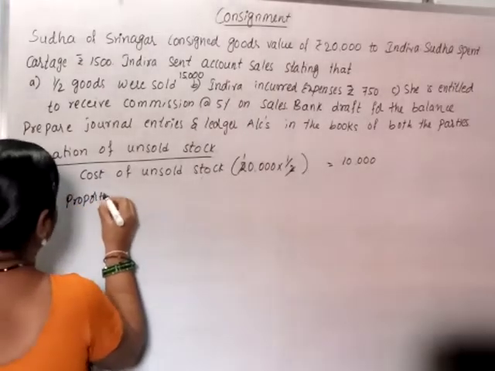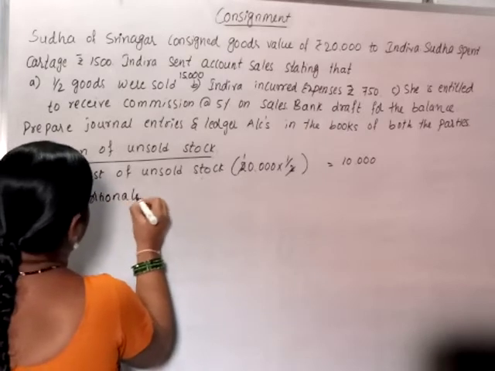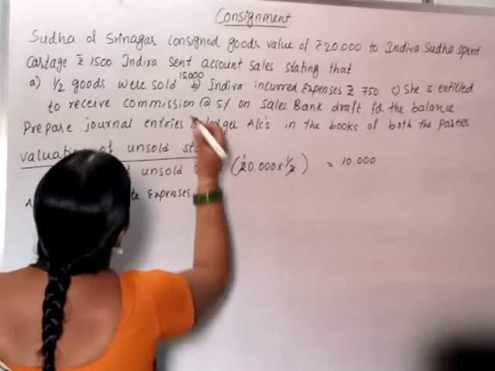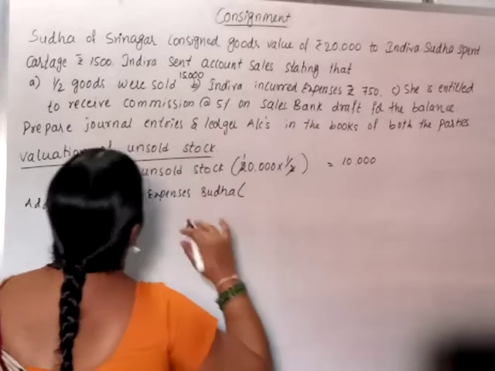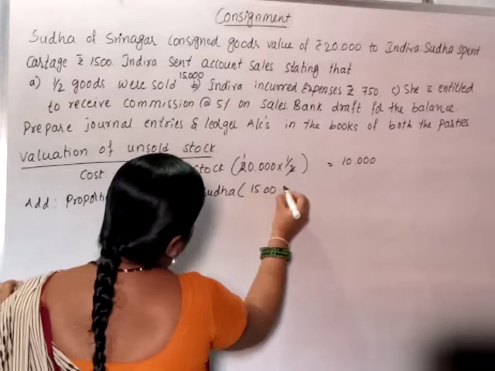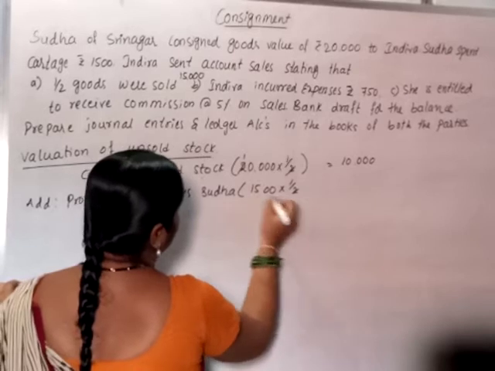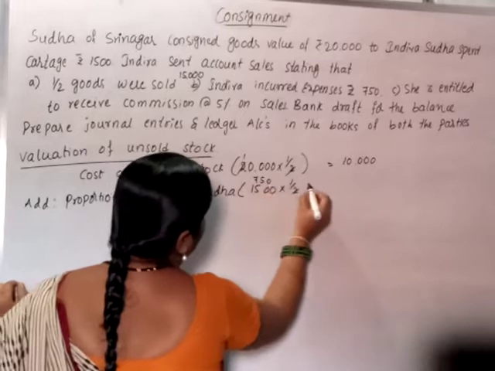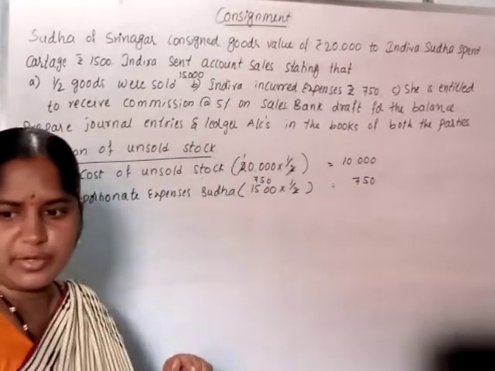And again to this we have to add the proportionate expenses of the consignor. So who is the consignor here? Sudha. So all the expenses we have to take. Cartage is 1500, only one expenditure is there, 1500 into unsold proportion 1/2. 2 sevens are 14, 2 5s are 10. So here it is 750 rupees. Getting the point, all of you?